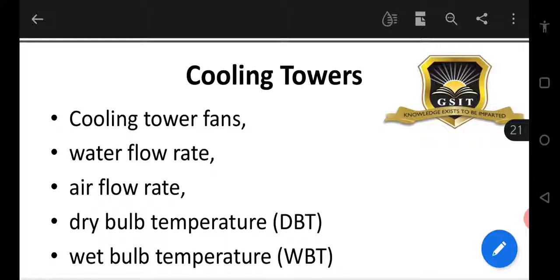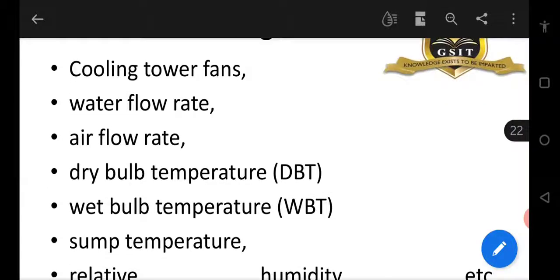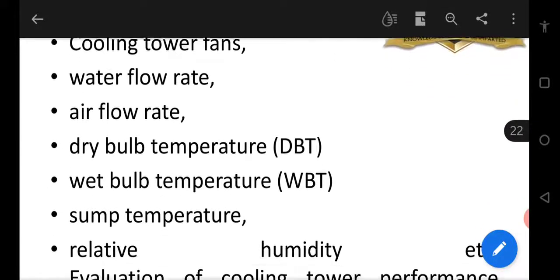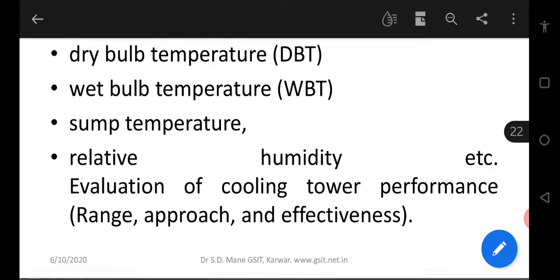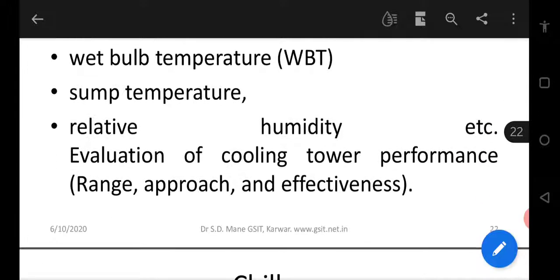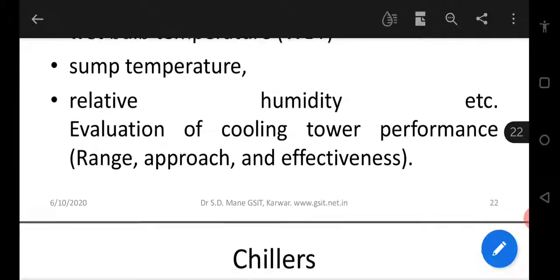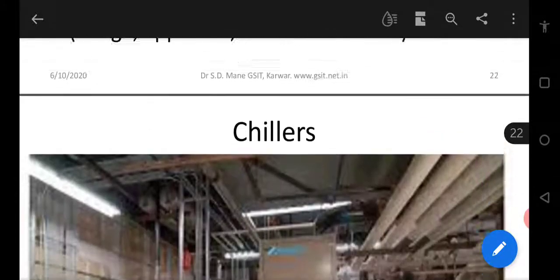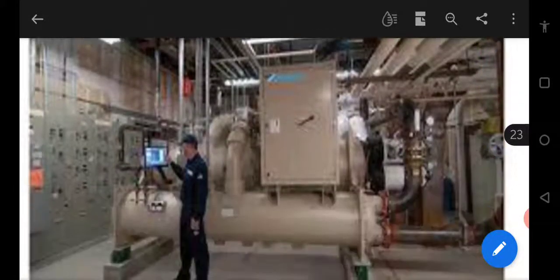But most of the air conditioners, central air conditioners, what you use, they are not natural draft. They are forced draft or induced draft, where you use electricity to drive the fan and create the draft. So we'll check the water flow rate, the air flow rates, the DBT, WBT, the temperature, RH and all. So what is the range and approach and effectiveness of a cooling tower? I think we'll see it in the next coming slide.